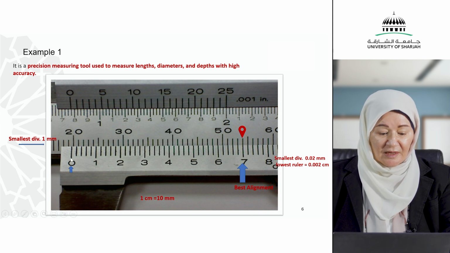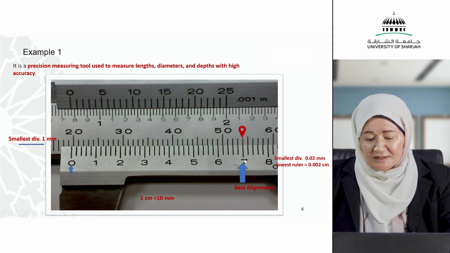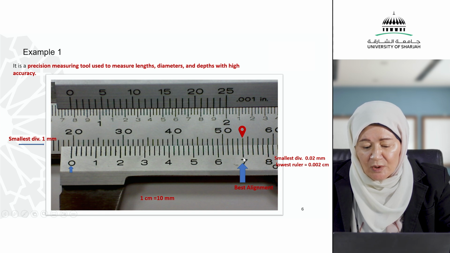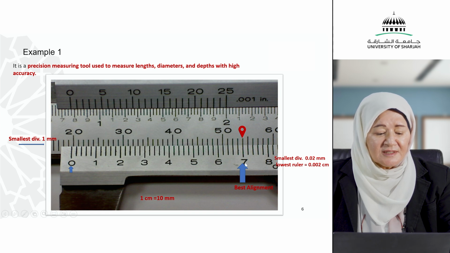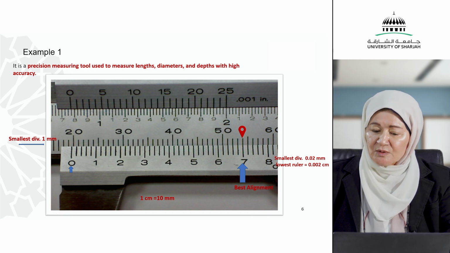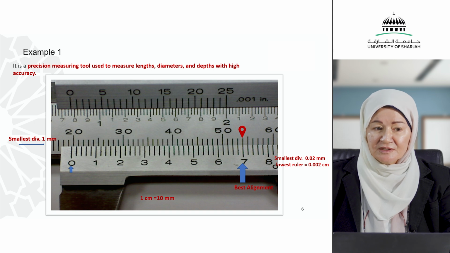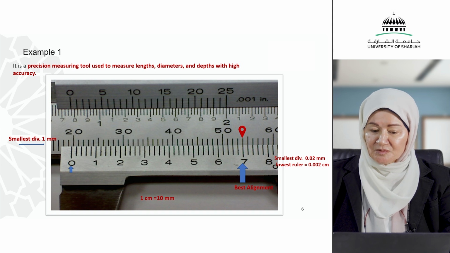For this 19 something, I have to look for an alignment. The best alignment that I have here is between the lower ruler and the upper ruler. I just find it at 7 exactly. Therefore it's 19.70. I take this in millimeters. How much will 19.70 be in centimeters? It will be 1.970 centimeters.